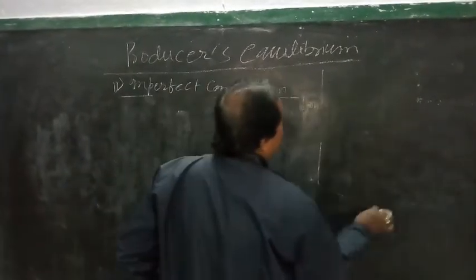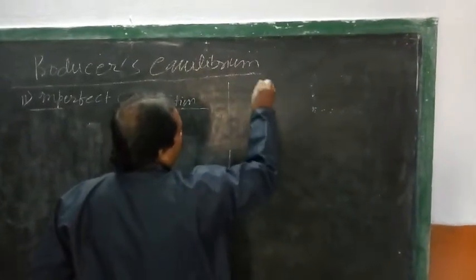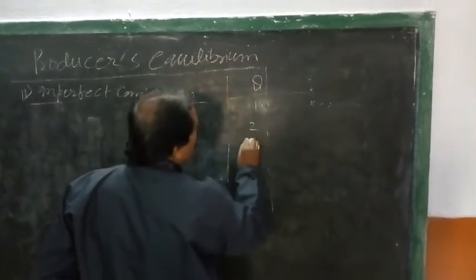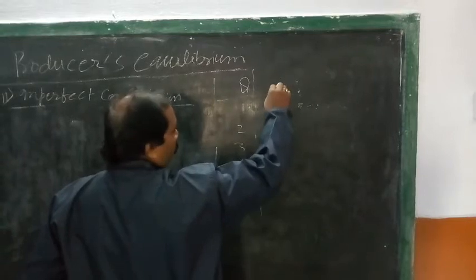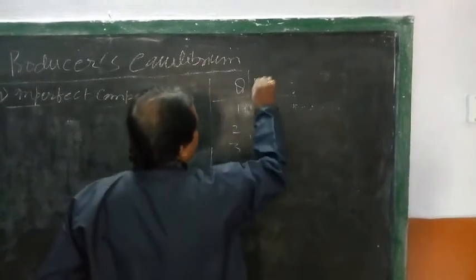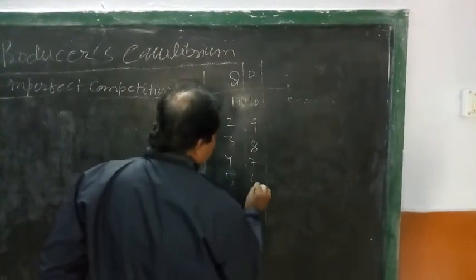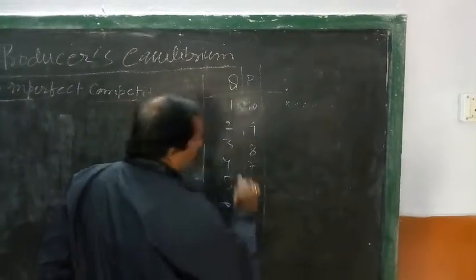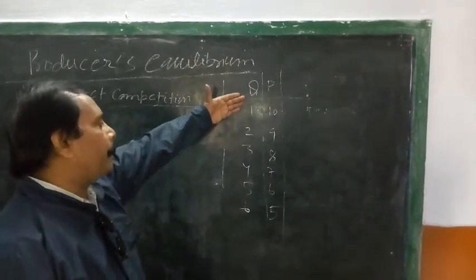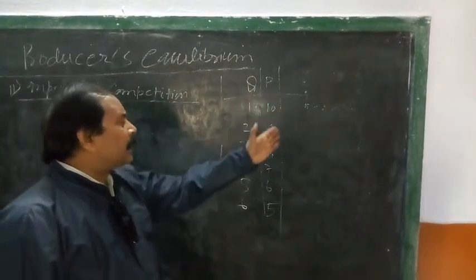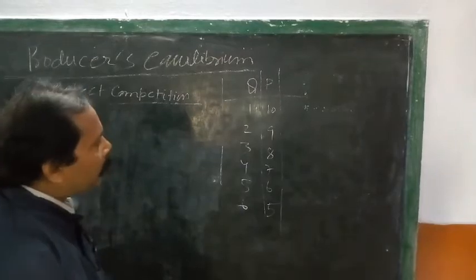So what is imperfect competition? It is where the price is variable. So the quantity Q is 1, 2, 3, 4, 5, 6 and so on, and the price is 10, 9, 8, 7, 6, 5 and so on. So what does it indicate? It indicates that if a consumer is willing to buy more quantity, the producer is ready to reduce the price, and that's why here the price is continuously reducing.